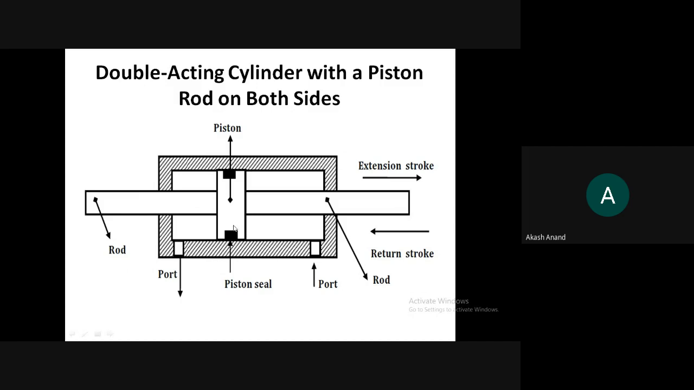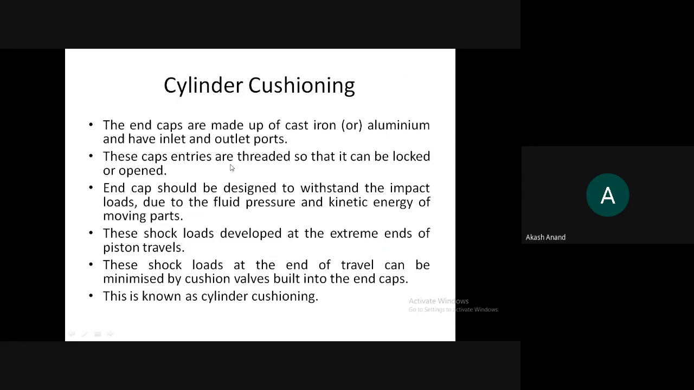There might be a chance for the piston to hit the cylinder end or end caps. Okay, so if this piston hits the end cap with a higher force, there is a chance of breakage of the cylinders, or the entire system. So in order to make it safe for this piston, we are using cushions. Okay, so I think you got the basic idea of what the cylinder cushions are.